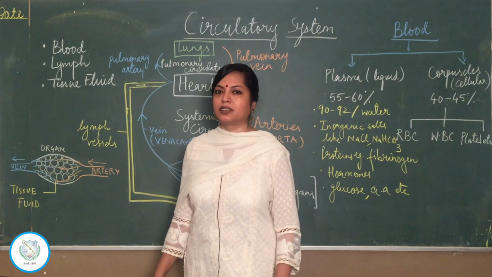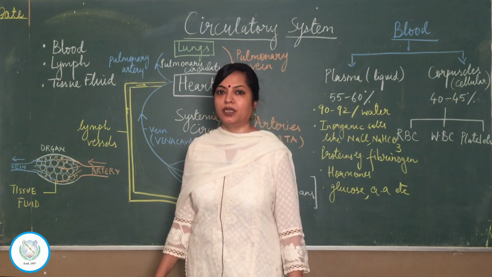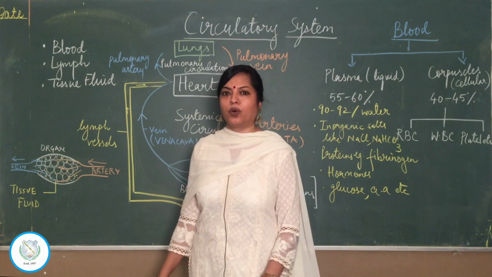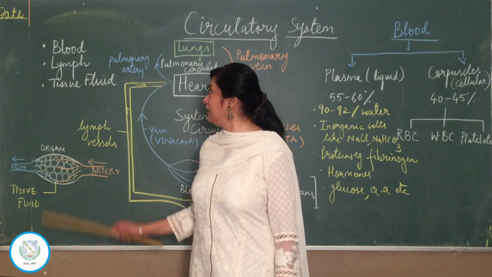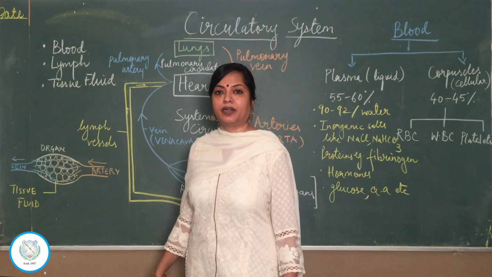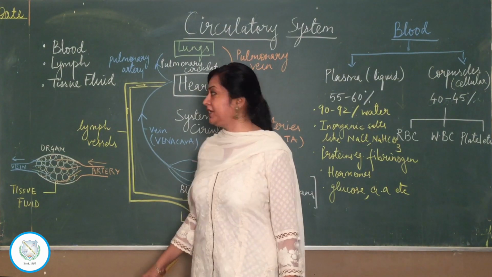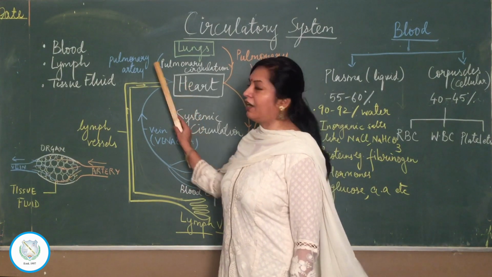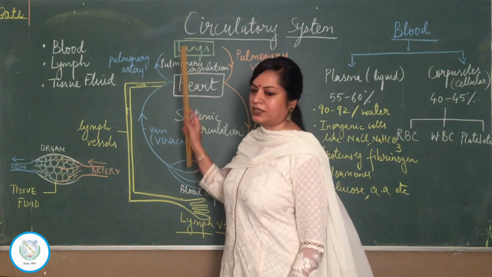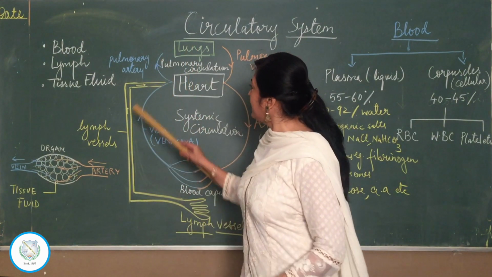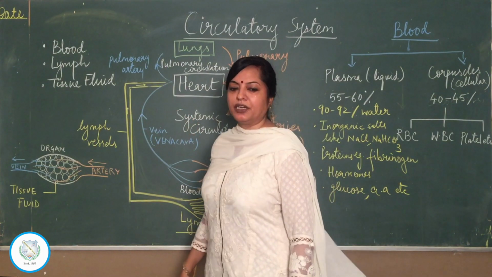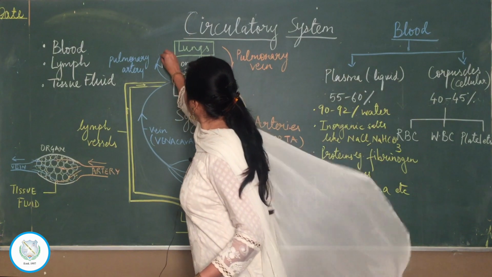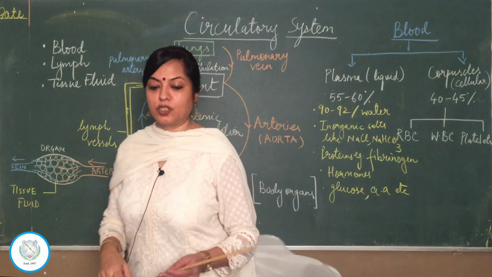Pulmonary artery is the only artery in our body which carries deoxygenated blood, unlike other arteries. All arteries carry oxygenated blood except for pulmonary artery which carries deoxygenated blood. One thing is true about this artery: it's carrying blood away from the heart towards the organ, but it is carrying which kind of blood? Deoxygenated blood.